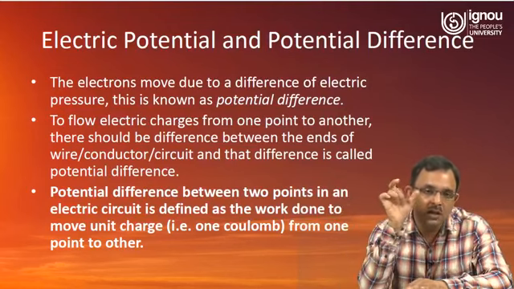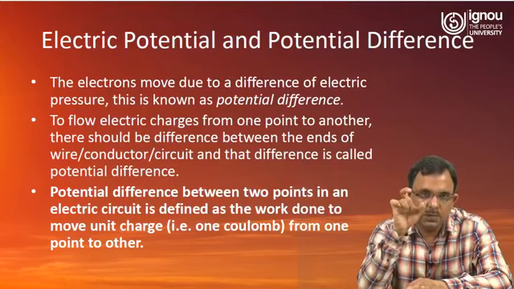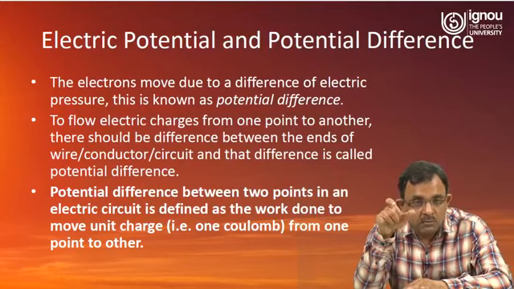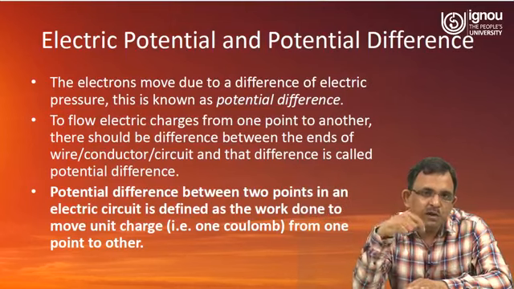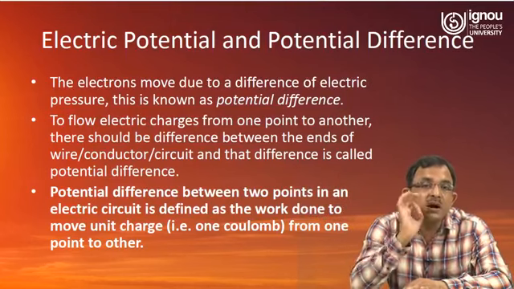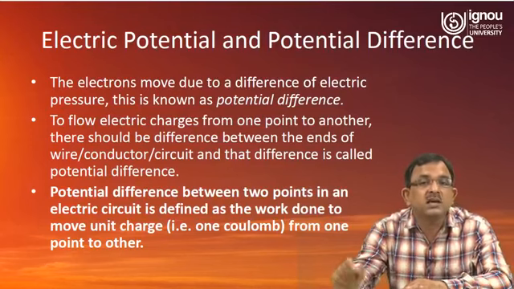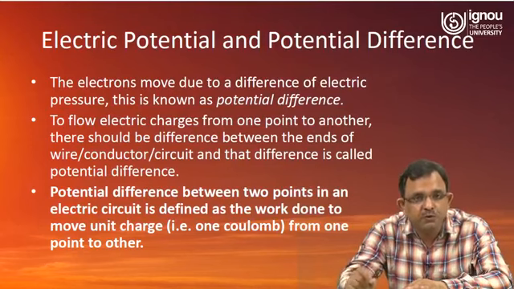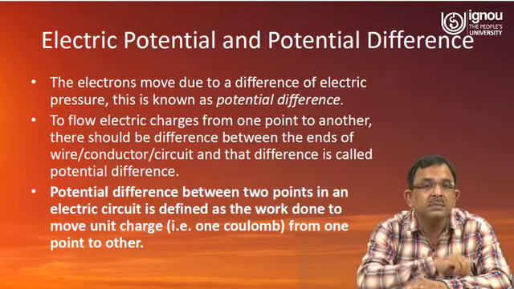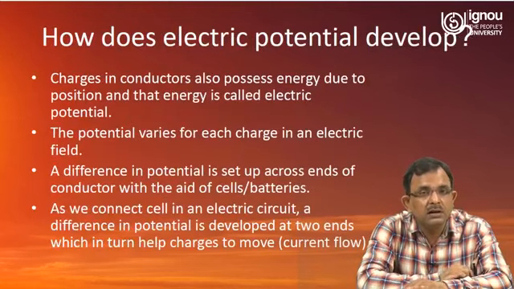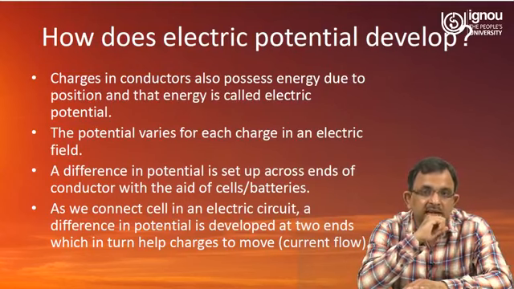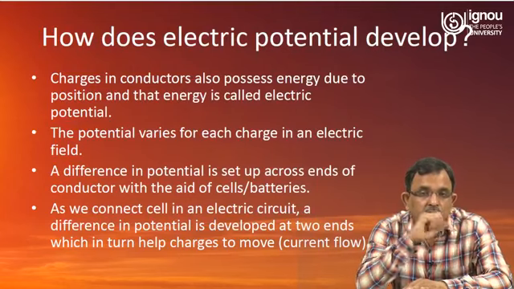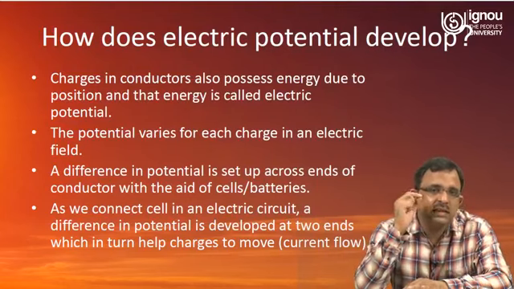For example, if 1 coulomb charge is moving from one place to another place, from one end to another end, from one point to another point, how much work is being done for this charge transfer, for this charge movement? That work is basically measured in terms of potential difference. Because the charges in the conductors also possess energy due to the position, and that energy is called electric potential. So the potential varies for each charge in an electric field.